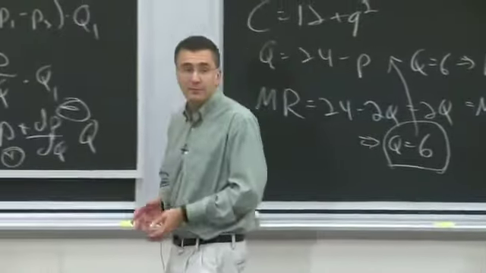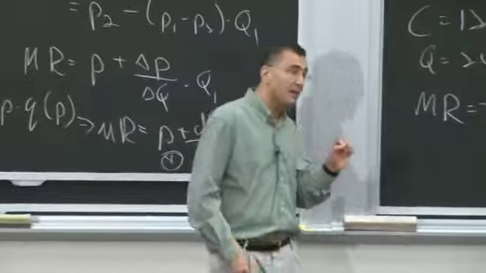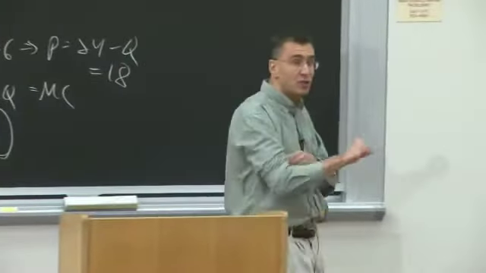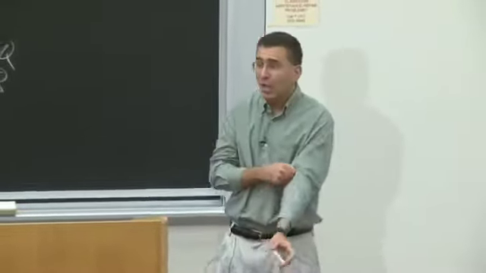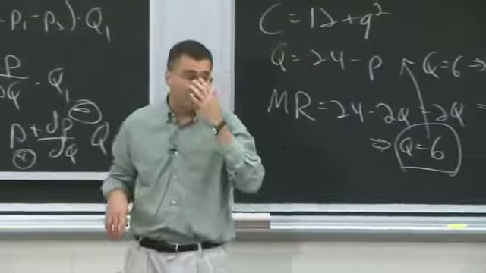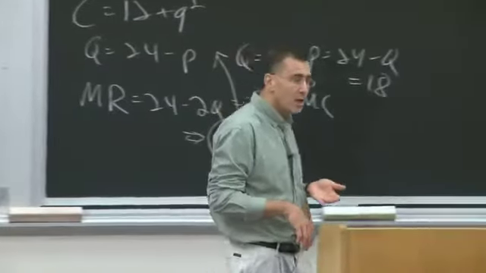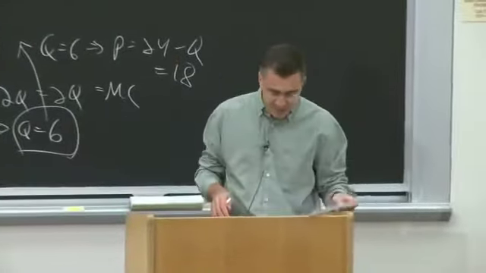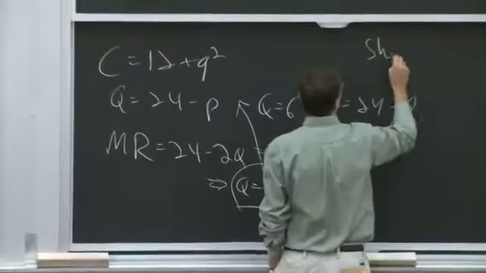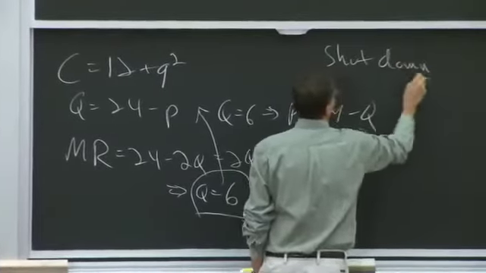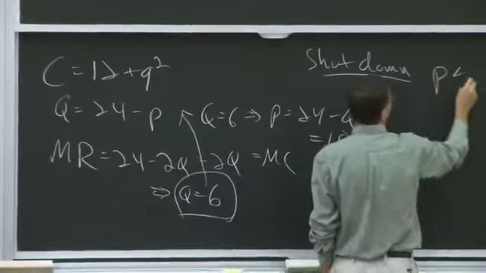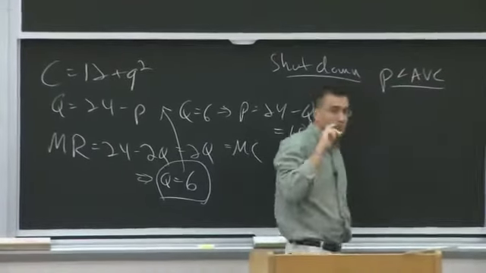Questions about that? Now, one last thing. In the short run, we still have another condition for profit maximization, which is the shutdown rule. Remember the shutdown rule? We talked about perfectly competitive firms in the short run, which is even if profits are negative, you might not shut down. You only shut down if price is less than average variable cost. So there's still the shutdown rule. Okay? So you only shut down if price is less than average variable cost.